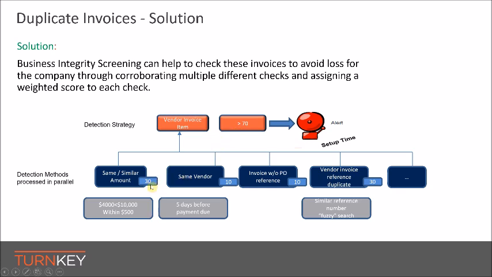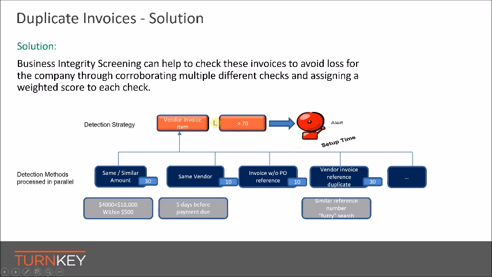So we've applied scorings to each of these different attributes, and so you can have a greater significance to one or the other. Now in this case, we've got the same amount giving 30 points, same vendor giving 10 points, an invoice without a PO reference is another 10 points, and a vendor invoice reference duplicate. So they've quoted a reference and it's a duplicate reference. It may be the invoice number or it may be the purchase order number. It may also be a typo on that particular environment. Now what we can also say is that we don't need all of these to be triggered, but we just need enough to give us certainty that it might be a duplicate invoice.